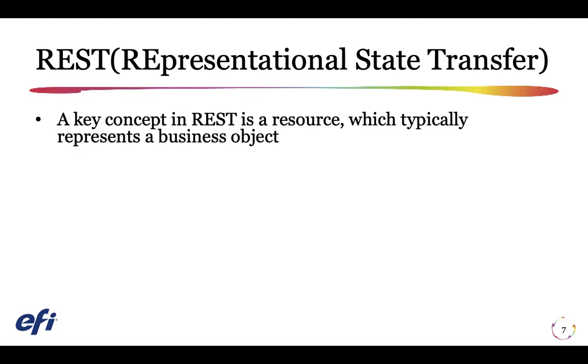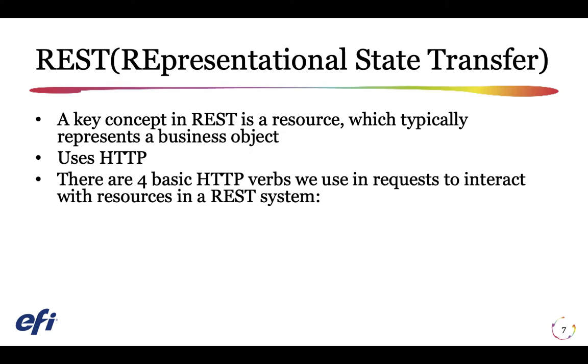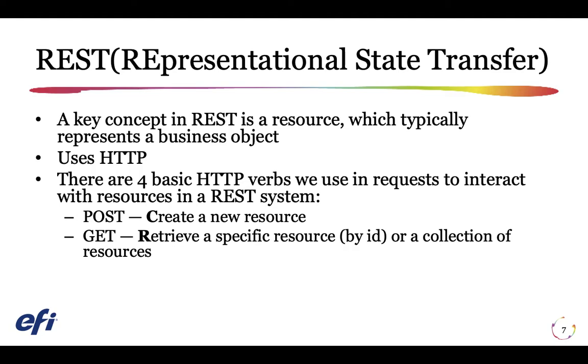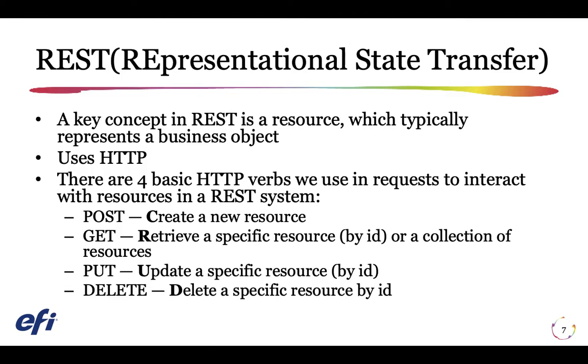A key concept in REST is resource, which typically represents a business object such as a customer or a product, or a collection of business objects. REST almost always uses HTTP. REST uses the HTTP verbs for manipulating resources, which are referenced using a URL. There are four basic HTTP verbs: post, which creates a new resource; get, which retrieves a specific resource by ID or a collection of resources; put, which updates a specific resource by the ID; delete, which deletes a specific resource by ID.